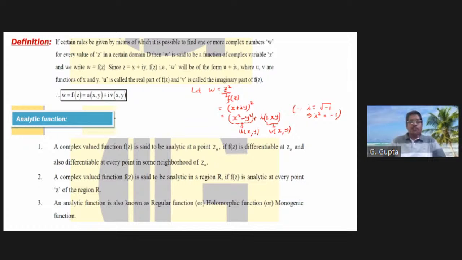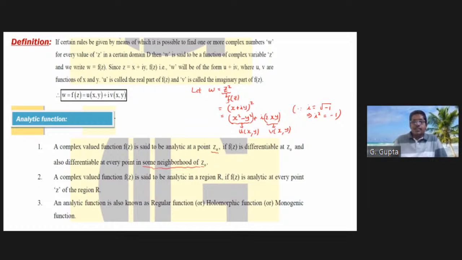A complex valued function F of Z, just like a real valued function F of X, is said to be analytic at a point Z0. Z0 is a fixed complex number. At that point, we are saying the function F of Z is analytic. The condition to satisfy is that the same function F of Z is differentiable at that point, but also differentiable at every point in some neighborhood of Z0. It is difficult to understand some neighborhood of Z0, so I will show it geometrically.